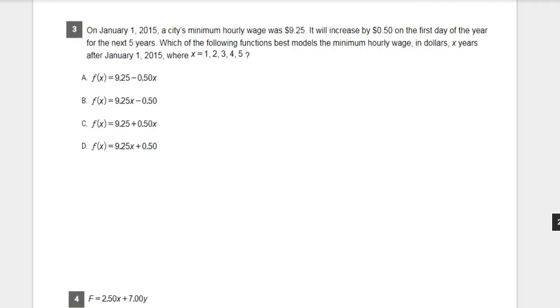All right, number 3. On January 1st, 2015, a city's minimum hourly wage was $9.25. So we're starting out at $9.25. It will increase, so that's a key word. That means it's going to go up by, we're going to add to it. It's going to increase by 50 cents on the first day of the year over the next 5 years. Which of the following functions best models the minimum hourly wage in dollars X years after 2015. So it goes up 50 cents per year pretty much. So we start off at $9.25.